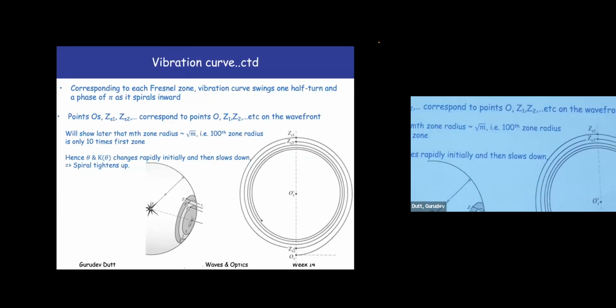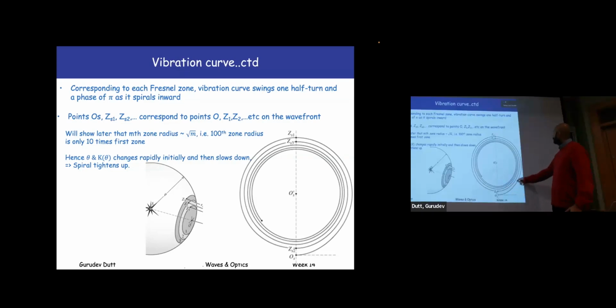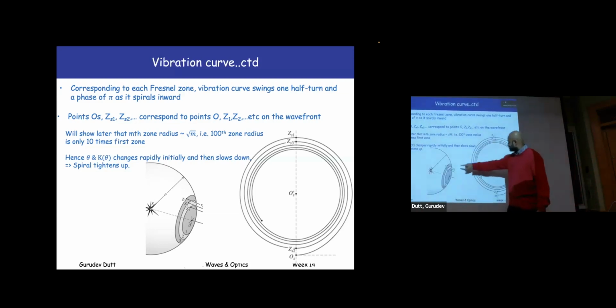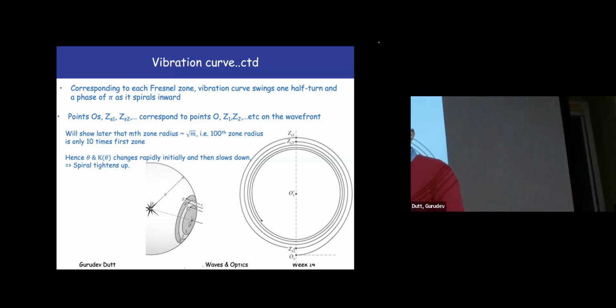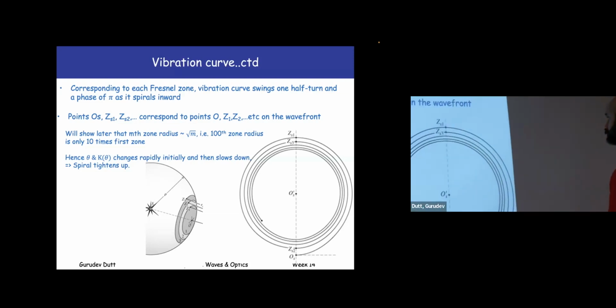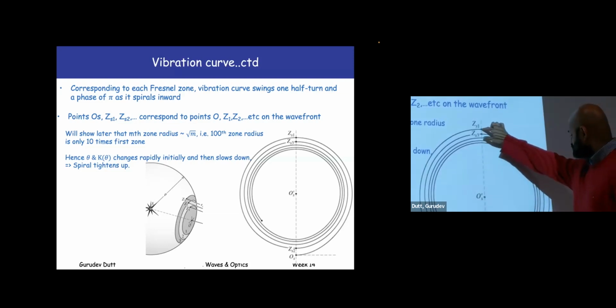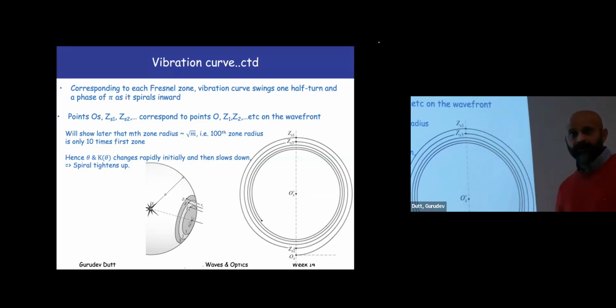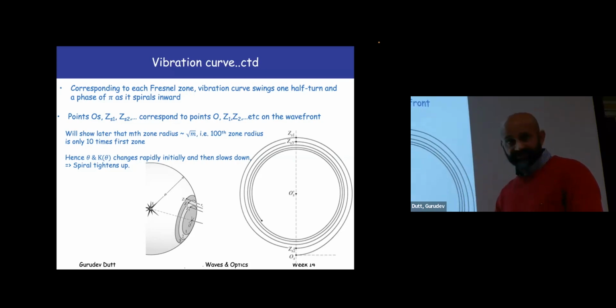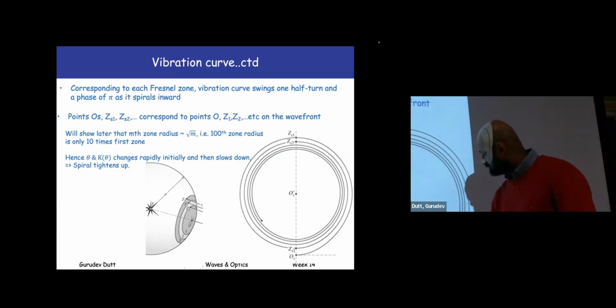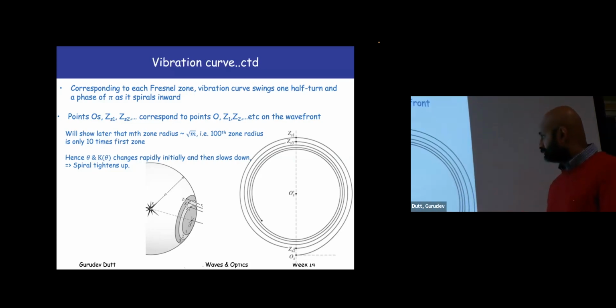Corresponding to each Fresnel zone, the vibration curve swings a half turn. You can see here, starting at the point OS, it swings a half turn to the point ZS1. ZS1 corresponds to the point Z1 over here, because that's where it's pi out of phase with respect to the point O. Similarly, the next one, ZS2, will be pi out of phase with respect to ZS1, which means it must be back here. So this swings back again so that the final phasor is pointing opposite to the first phasor. This tangent and this tangent are directed opposite to each other.